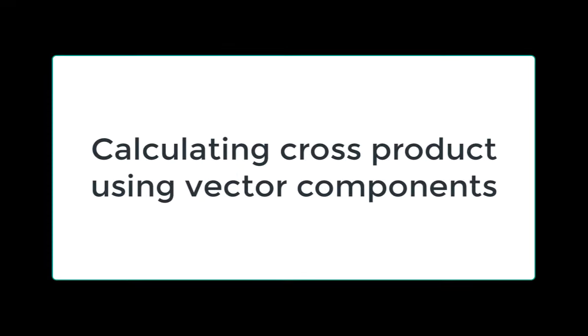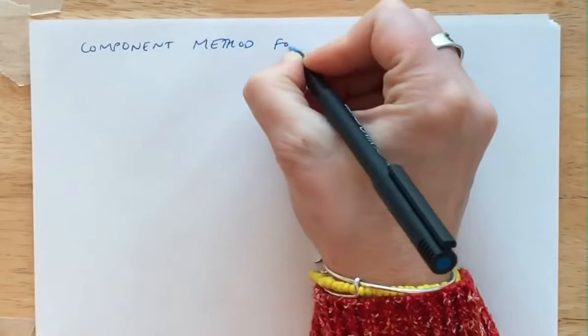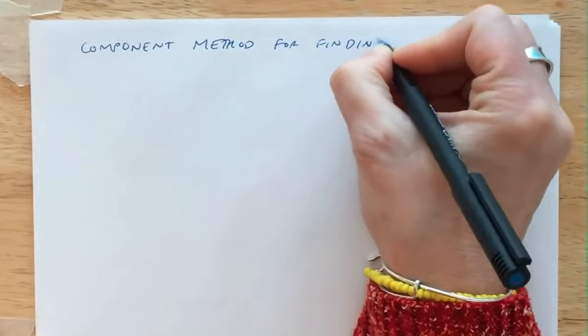There's also a way to calculate torque using components. So if you're not given magnitudes and relative angles, then instead you can use the component method for finding torque.